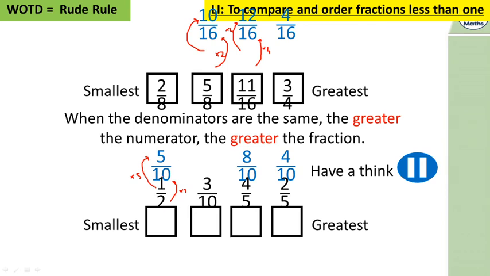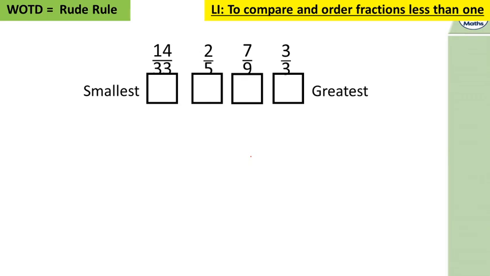1/2 being the third smallest, because it's worth 5/10. And 4/5 being the greatest, because it's worth 8/10. And there we go.